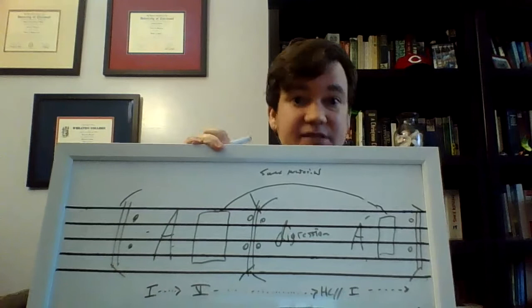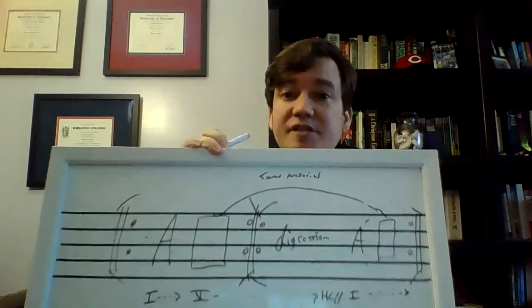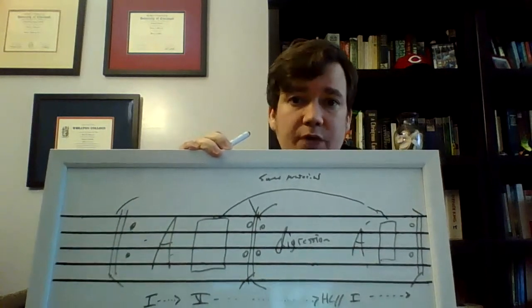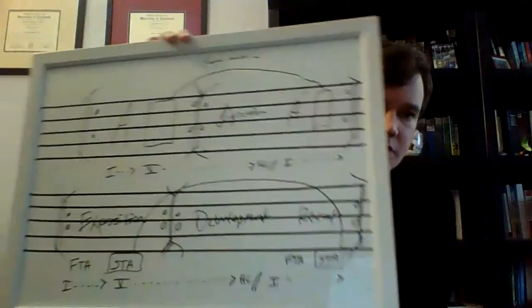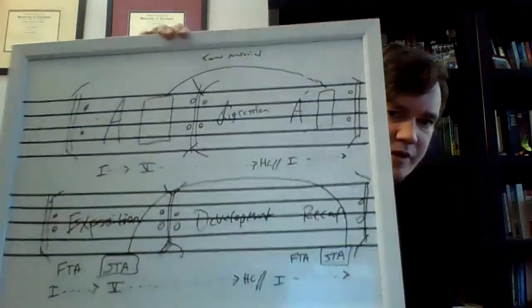At the end. It's the same material. Now, this concept is really important in what we're going to see with the sonata form. So now let's take a look at a typical sonata form, and we can compare the two. So if we take a look here, there we go.